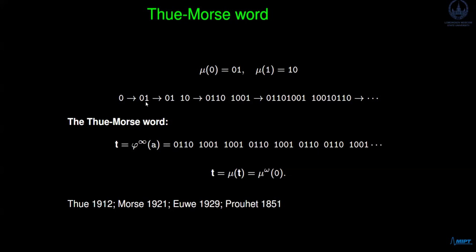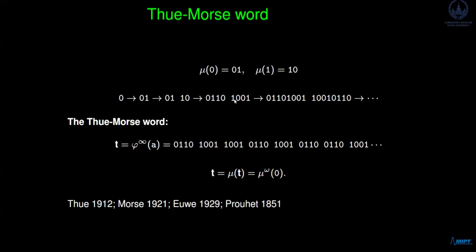Like 0 goes to 0, 1, 0, 1. Instead of 0, you put 0, 1, and instead of 1, you put 1, 0, and so on. So, as we apply the morphism, we generate longer and longer sequences. The infinite limit of this process is called the Thue-Morse word and is denoted by T.